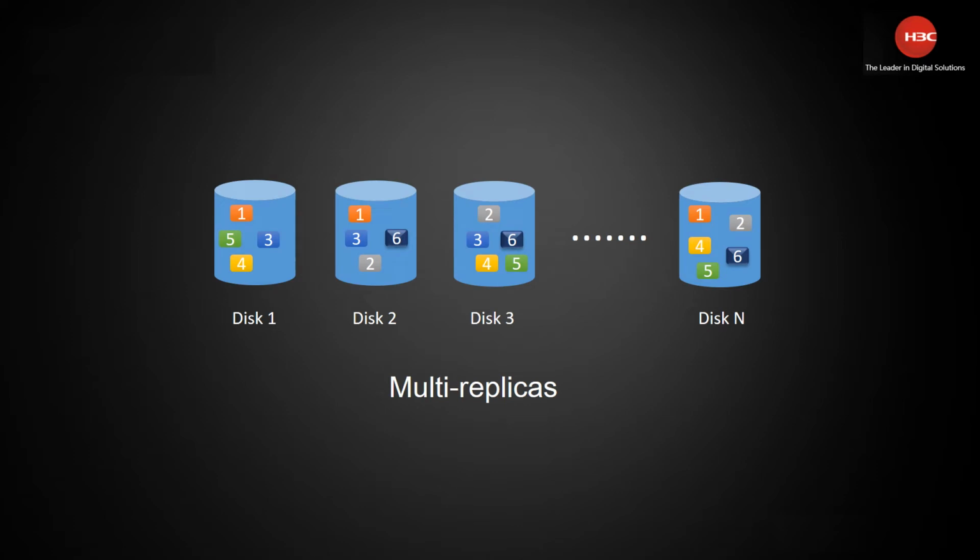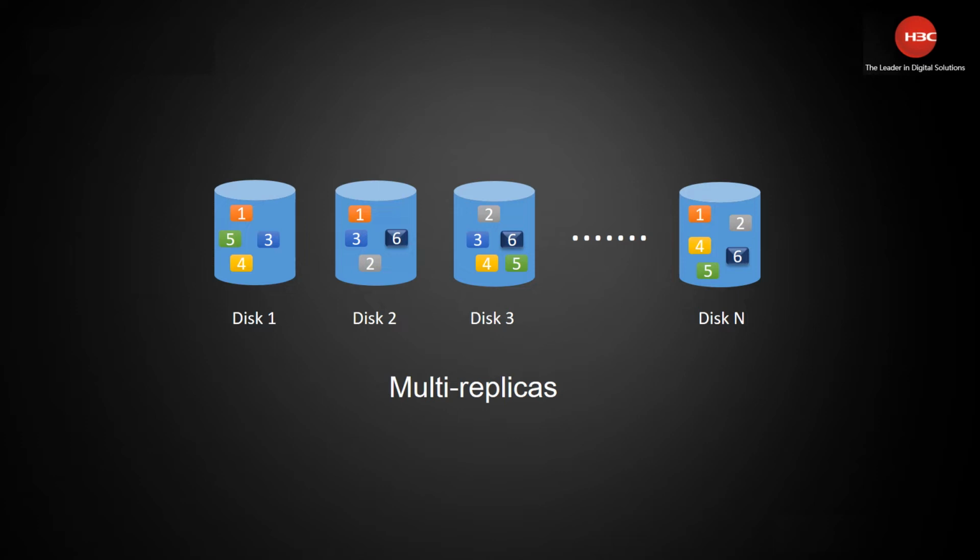In ONEStor, a multi-replicas mechanism is adopted. That is, multiple replicas of the user's data are stored in the storage medium. For example, a typical 3 replicas means that one piece of data is stored 3 times. In this case, only when all 3 replicas of data are lost will the user's data be truly lost.